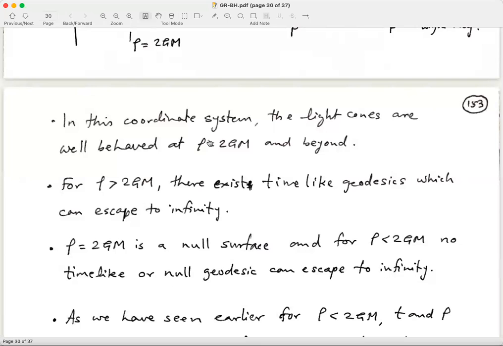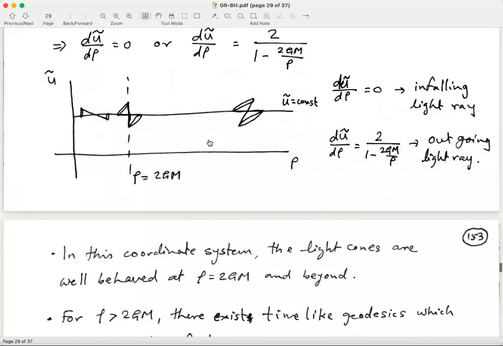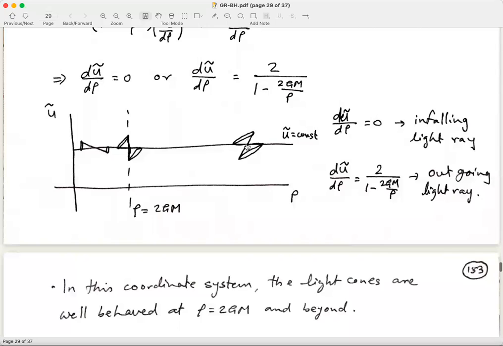So you can try to track this behavior for different values of rho. You will find that when rho is equal to 2GM, du tilde by d rho becomes infinity. Well, infinity means nothing really. It just tells you that the light cone is going to be vertical there. So one light cone direction is vertical and one is horizontal. The infalling direction is always preserved. It is the outgoing direction which keeps changing.